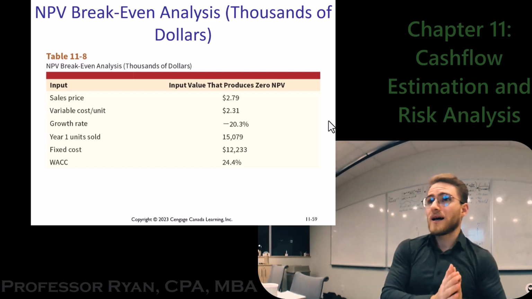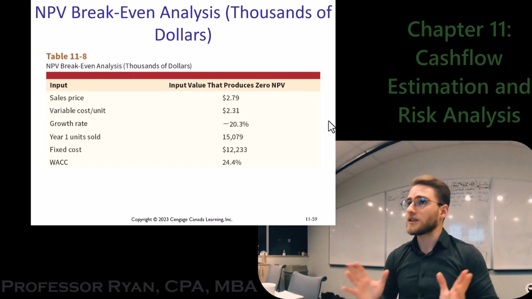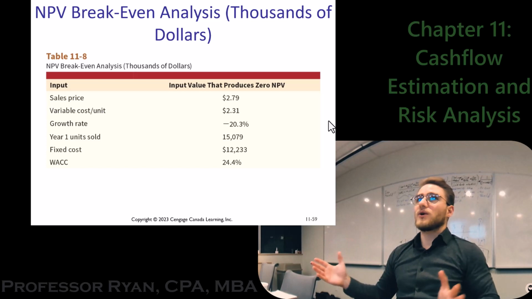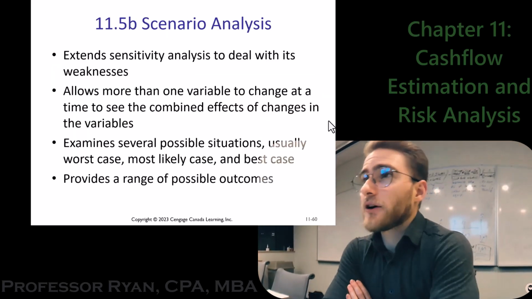If it goes below that, I am no longer profitable, right? But as long as these stay above those lines, I should be good. But if some go up but others go down, it doesn't account for those. That's where we get scenario analysis.